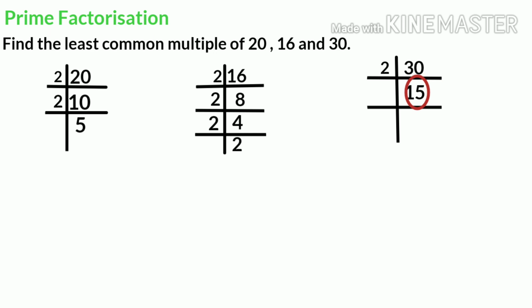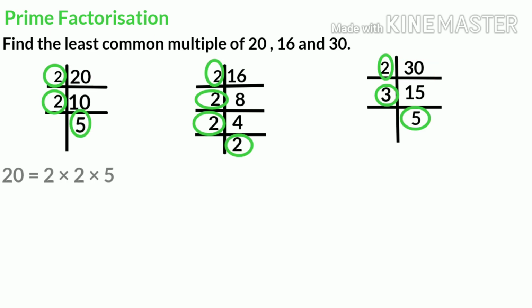15 is not divisible by 2. So we will move to the next prime number, 3. Is 15 divisible by 3? Yes, 15 is divisible by 3. So we divide 15 by the next prime number, 3. When we divide 15 by 3, we get 5 as the quotient. Now since the quotient 5 is a prime number, we can stop the division here. So the prime factorization of 30 is also done. Now we will represent 20, 16 and 30 in terms of their prime factors.